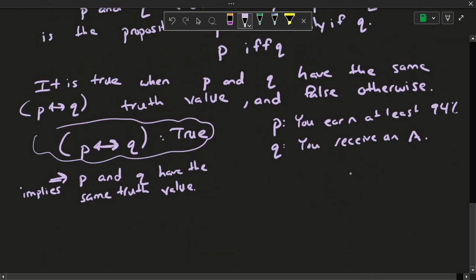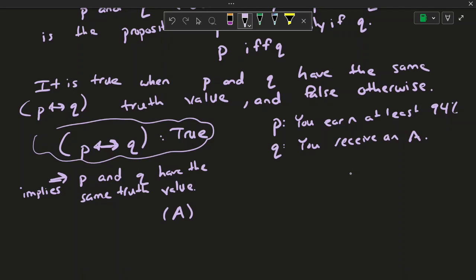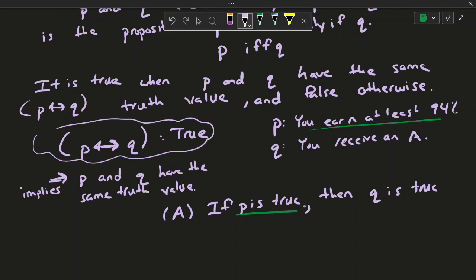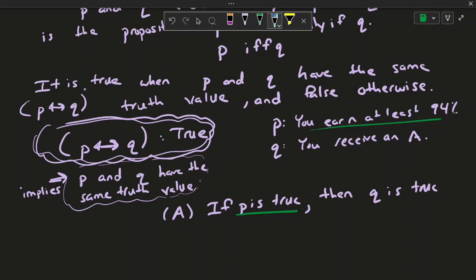Then I think it's example A, we're saying, if you earned at least 94%, are you guaranteed to have also received an A? Yes, because we're saying if P is true, if you earned at least 94%, then Q is true. Because again, we're assuming that the biconditional is true, which implies that P and Q have the same truth value by definition. Because it says right here, this biconditional is true when P and Q have the same truth value. So yes, if you do earn at least 94% in this situation, you also are guaranteed to receive an A.